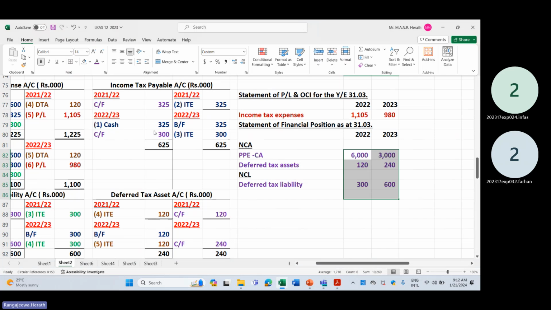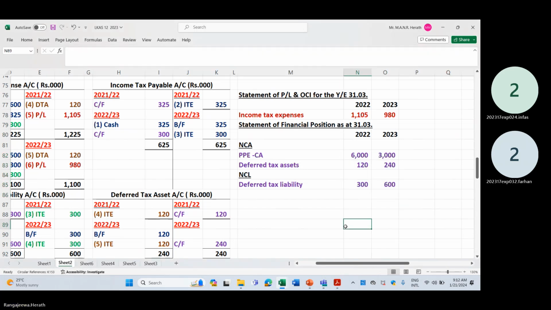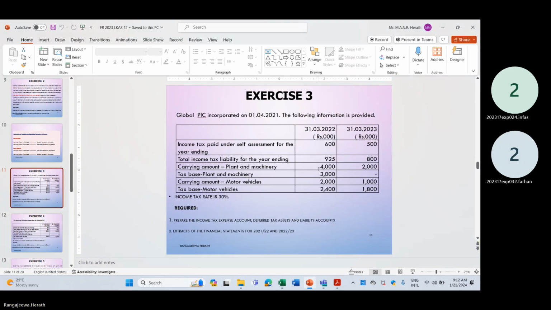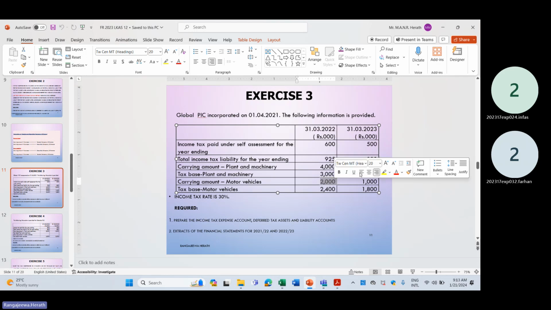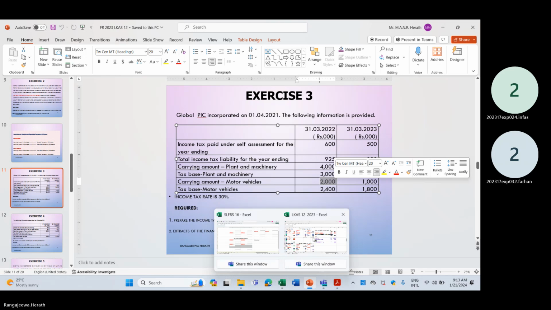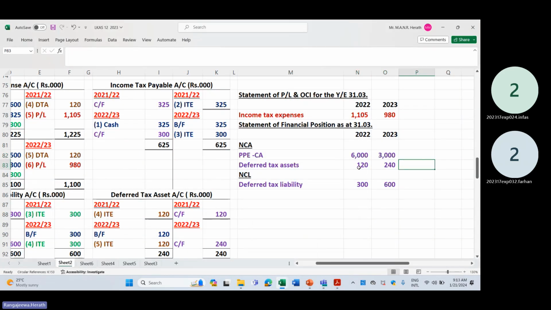Then here you take the PPE. You can show the property, plant and equipment. You are given the carrying amount. So that is also a financial statement extract. So I add the two carrying amounts of the first year: carrying amount of plant 4,000, motor vehicle 2,000. Second year 2,000 and 1,000. Then you can have the property, plant and equipment value, then the deferred tax asset and deferred tax liability. Right.